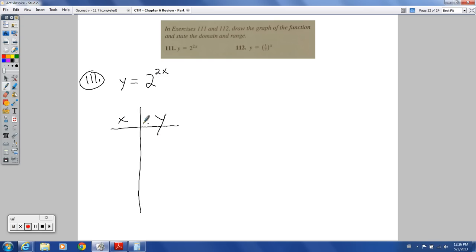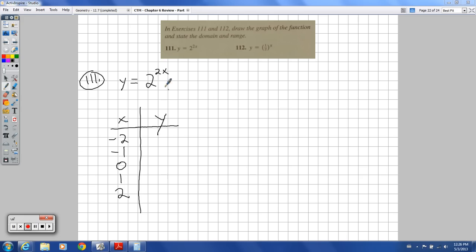With these exponential types, I think this is the best way to go about it. Let's do at least 5 points here. We might do a couple more. I'll make the grid again. There we are. If I plug in -2, I'd have 2 times -2 here. That would be 2 to the -4 power, which would be 1 over 2 to the positive 4, which is 1 over 16 right there.